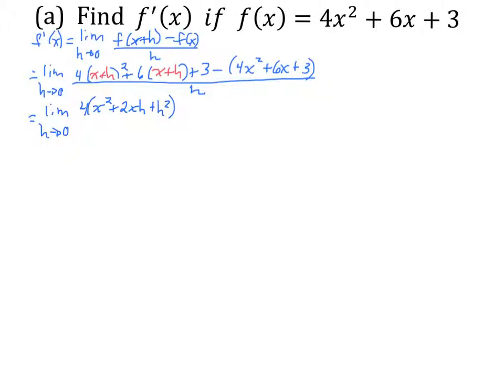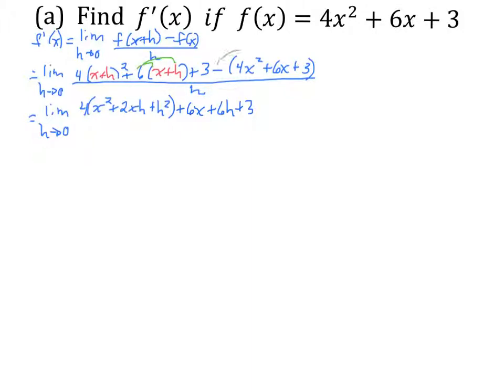Okay. Then we're going to distribute the 6 into the parentheses, and don't forget to add the plus 3. So then we have plus 6x plus 6h, and then plus the 3. So we distributed this 6 into there.